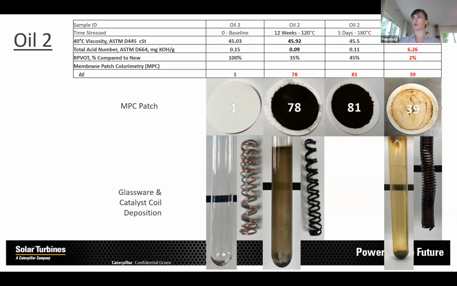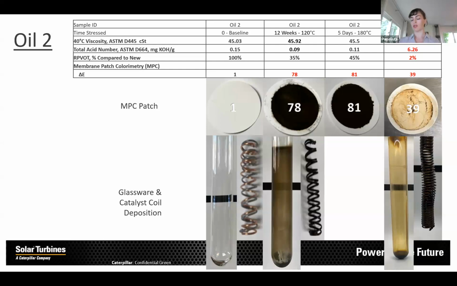The viscosity also seems to have undergone a huge change, which, at least from a turbo machinery perspective, would be very hard on the bearings and gears that rely on the specific viscosity of the oil at operating temperatures. Another very interesting thing happens at this temperature, where we all of a sudden see the MPC dropping from 81, or 78, that we saw in the previous test, to 39. And in some cases, we do see this almost unexplainable drop in the MPC as we age or stress the oil more.